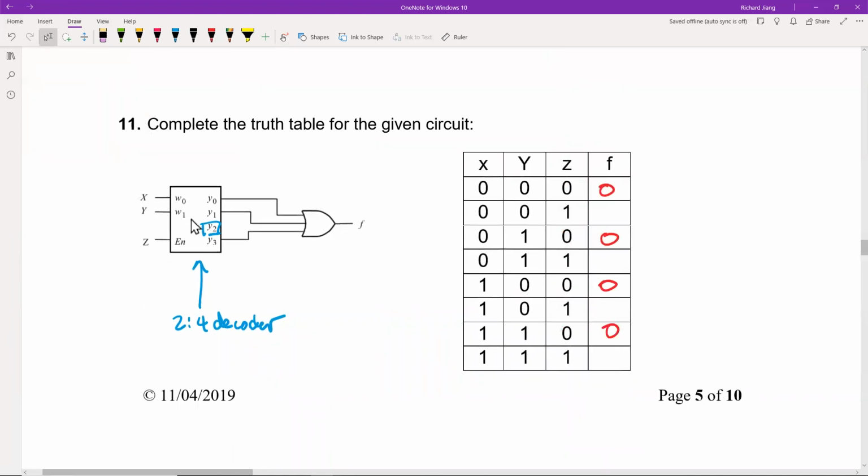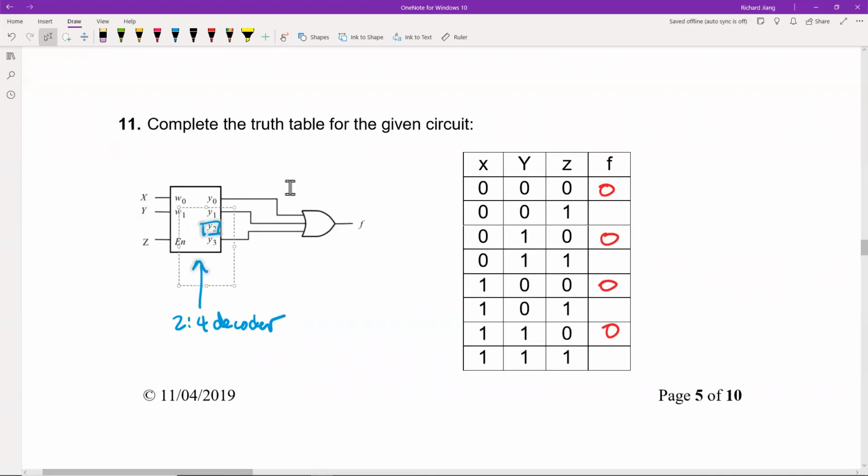And then we say, now let's look at what W naught W1 is, which is hooked up to XY. So this one is saying 0, 0. So it's saying that the Y naught input should be asserted.